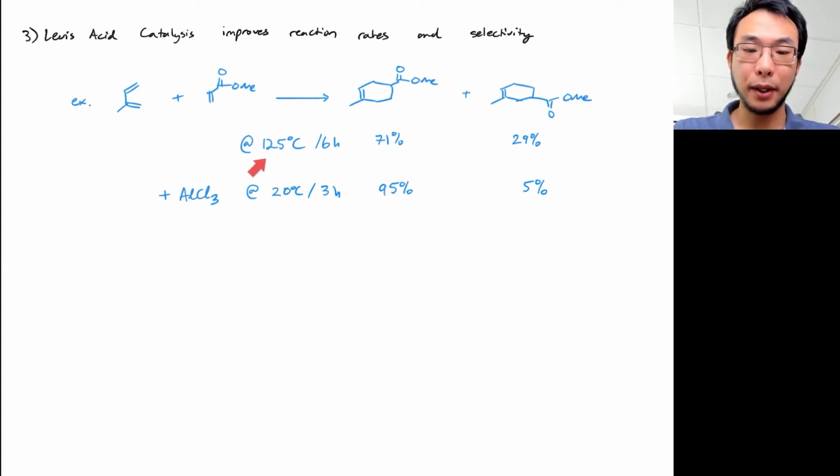And so in this example here, I can run this reaction with no catalysis at all, and I get the 70 to 30 distribution of products. If I throw in some aluminum trichloride catalyst, this selectivity goes up to 95 to 5. I can run this reaction at significantly lower temperature and much shorter times.